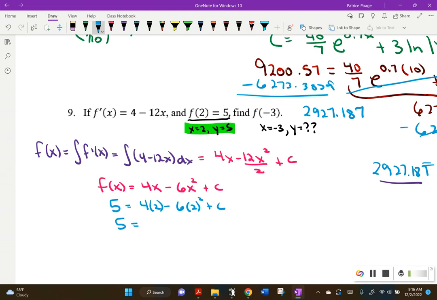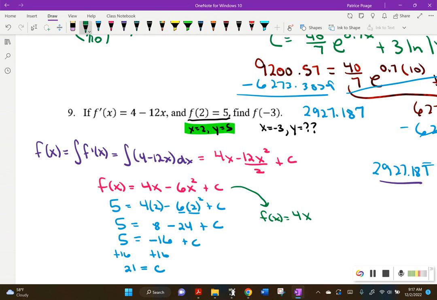And I get 5 equals 8 minus 6 times 4 is 24. And then 8 minus 24 is negative 16. Then I'll add 16 to both sides. And I get 21 equals C. So now I have my function is going to be 4x minus 6x squared plus 21 because I have that value for C.